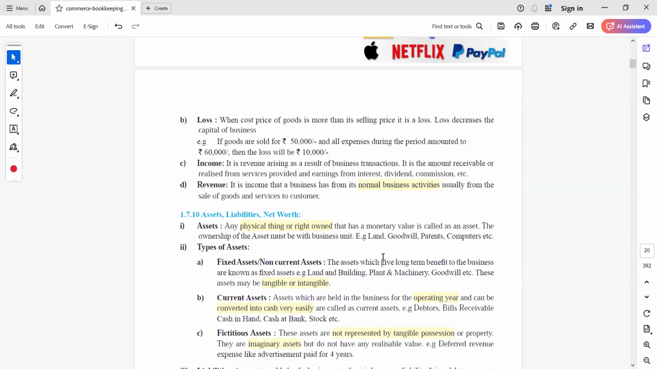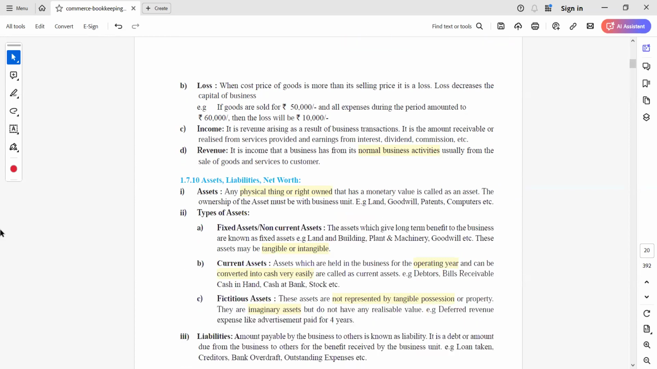Okay, now loss. When the cost price of the good is more than the selling price, it is a loss. Loss decreases the capital of the business. Okay, if goods are sold for 50,000, all expenses during the period amounted to 60,000, then the loss is 10,000. Very clear, right?